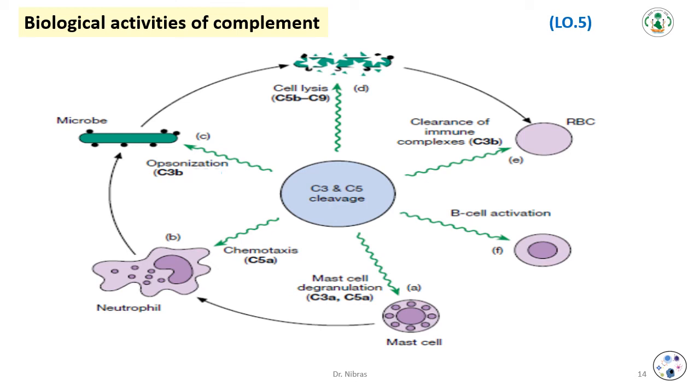Also clearance of immune complexes by C3b through RBCs, B cell activation, and mast cell degranulation through C3a and C5a, leading to activation of mast cells to release their mediators, like histamine and others. Also chemotaxis, C5a as a chemotaxis for neutrophils, and opsonization, with C3b on the surface of microbes leading to phagocytosis.